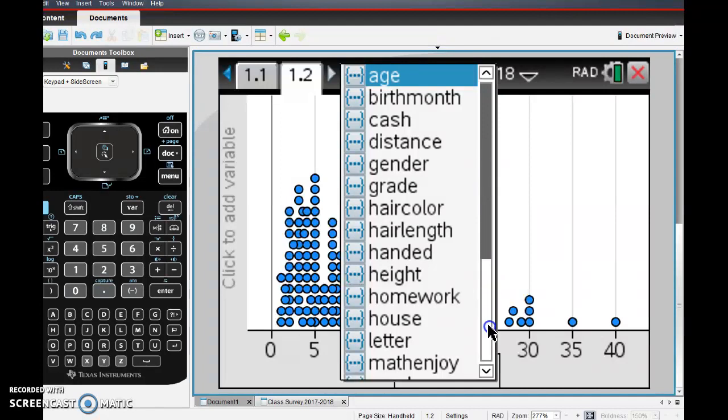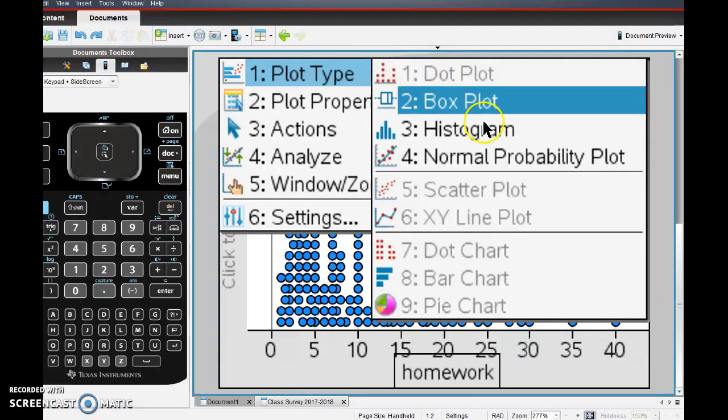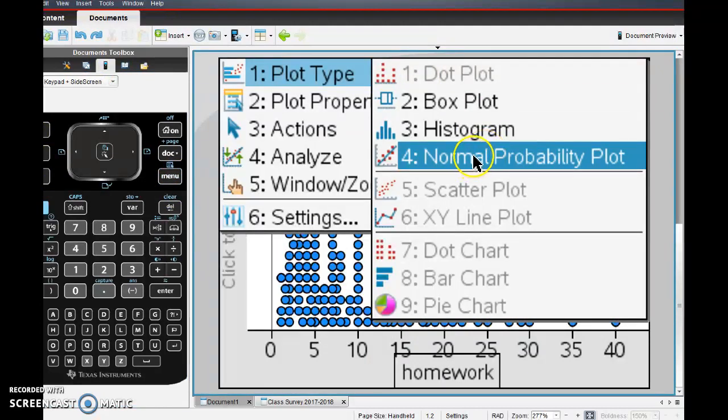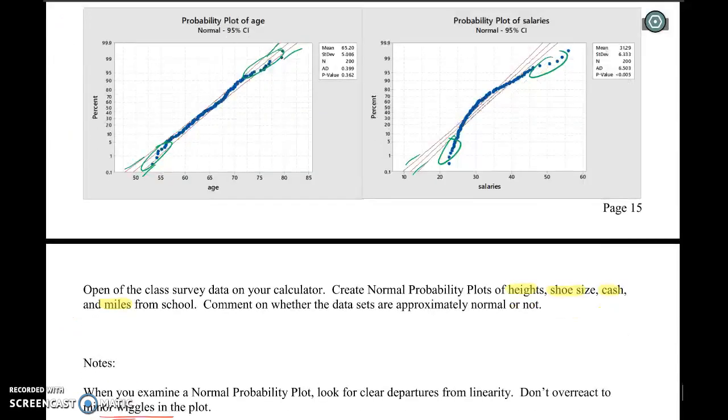Oh, enjoy math. Let's take a look at that one. Rate your enjoyment in math on a scale of 1 to 5. That's not really, is that even numerical? Nah, let's not even look at it. Okay. So that's it for chapter 2.